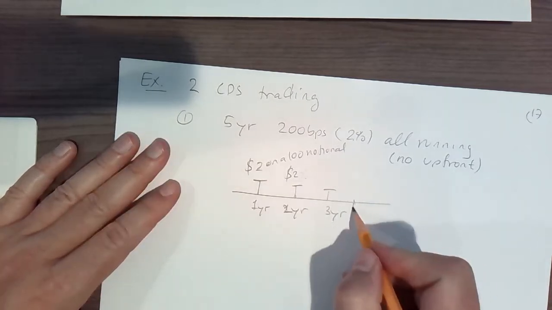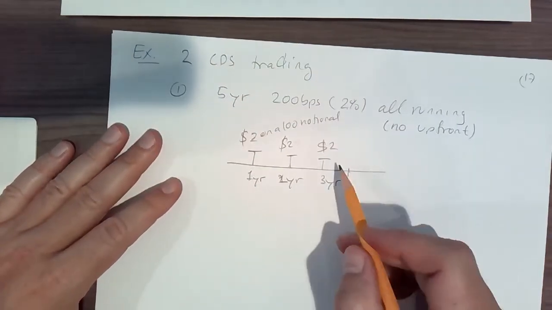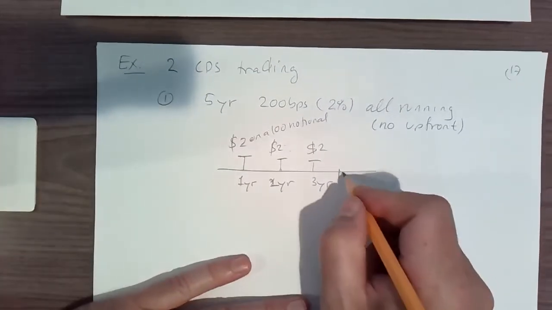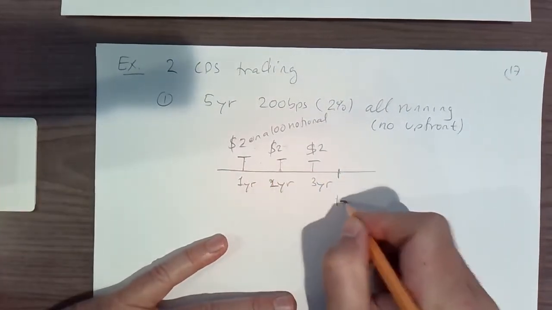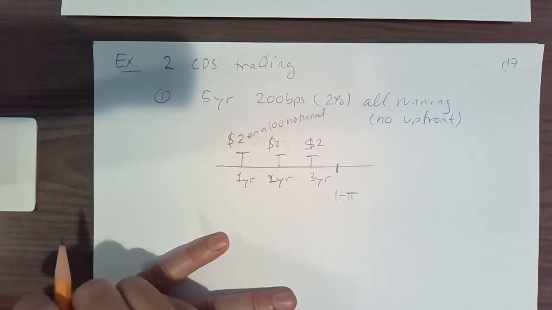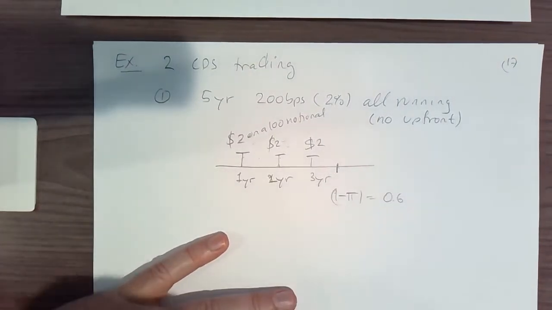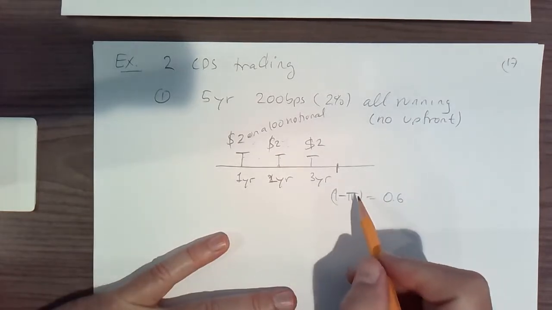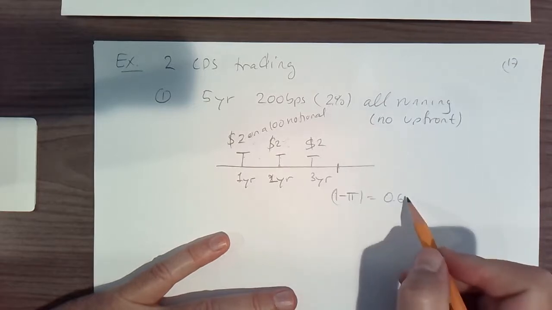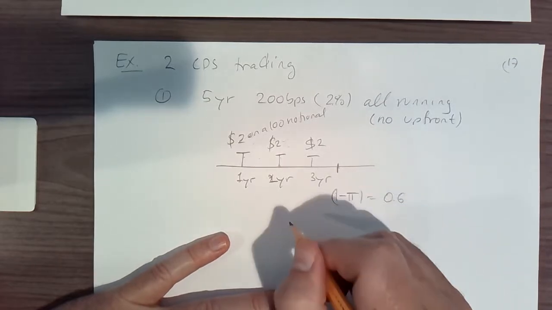And so maybe there's a default here. In that case, you don't pay anymore. There's a default right here, you don't pay anymore, and so these are your payments. And then you receive 1 minus pi. Let's just say this is 0.6. You of course don't know what the value of these defaulted bonds will be, but think about 0.6. This was what many of the models used back then.